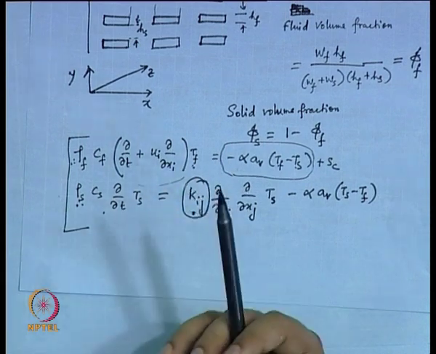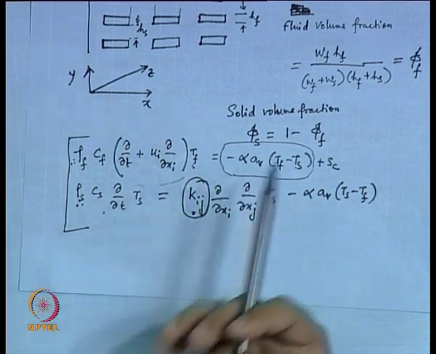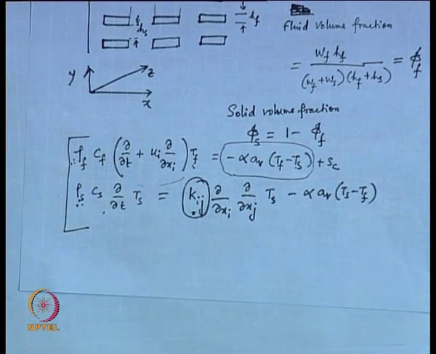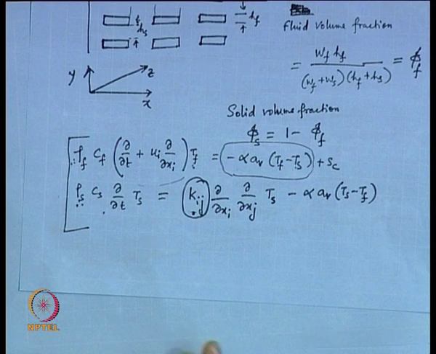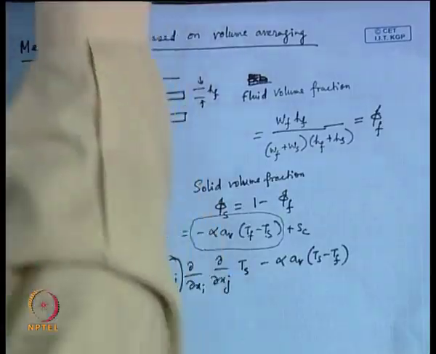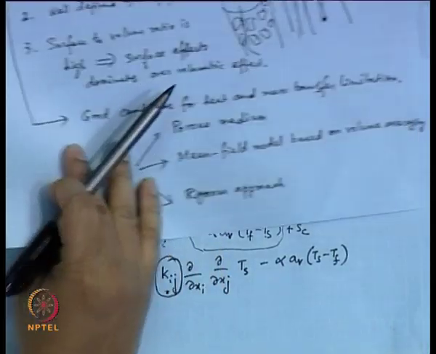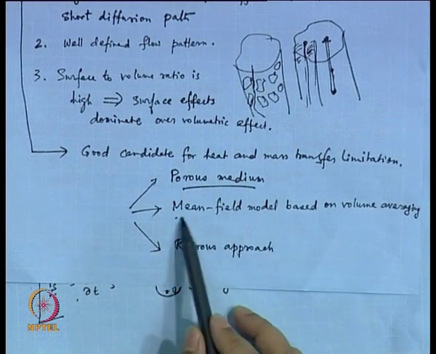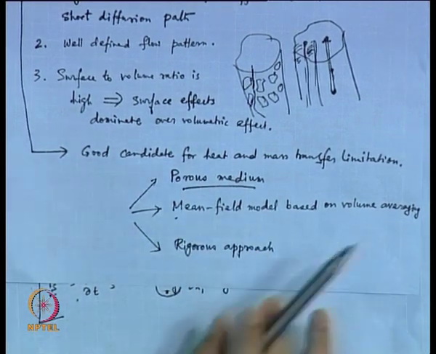If you want to do such quick calculations, then starting from scratch with a detailed CFD model may require time. This can save some time and give you a quick idea as to where you should focus, which part you need to play with, so that you can get a better, more optimum, more efficient reactor. So, this is what we have. Now, let me see what we have left, because we started, you remember, with the porous medium, the mean field model based on volume averaging, and a rigorous approach. So, these are there.